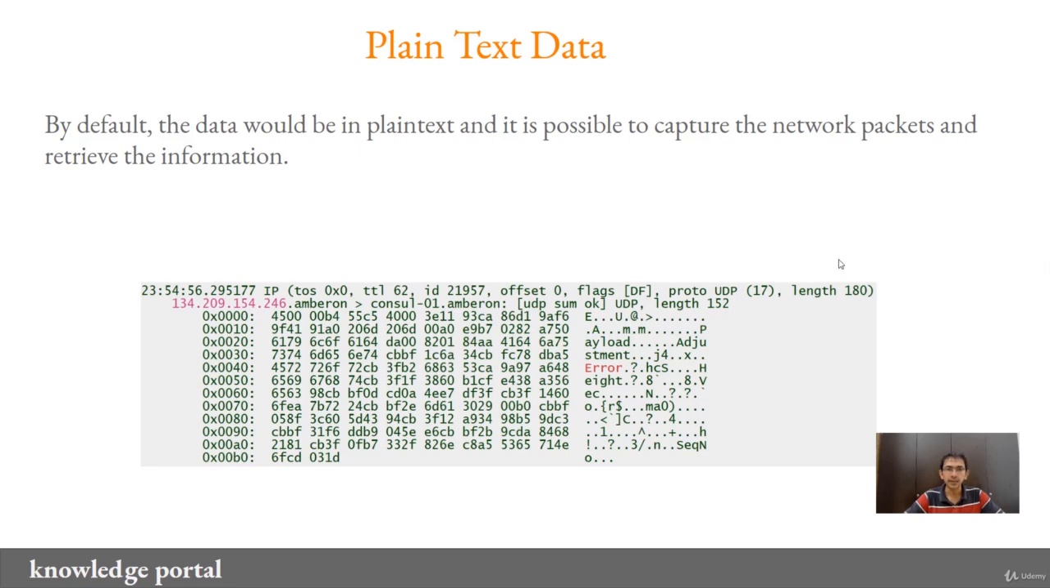Now by default, the data that is part of the gossip would be in plain text, and it is possible to capture the network packets with various utilities like tcpdump and others to retrieve the information. So this is one of the sample payloads over here. You see that you are able to see the contents in plain text. So you have adjustments, error. If you go a bit further down, you can get the entire information here.